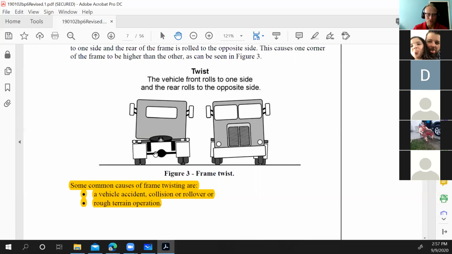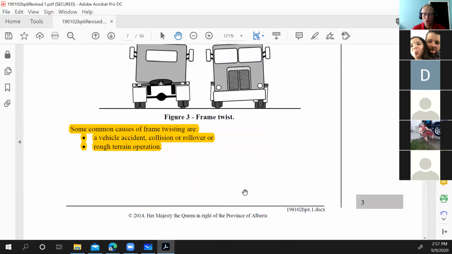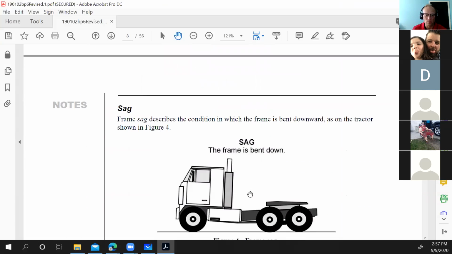It's essentially the drive shaft trying to turn that whole axle assembly around, and it's being stopped by the weight of the vehicle and everything. They're all fighting each other, and it's twisting and twisting. Commonly, another cause is rough terrain operation. So a frame that isn't as strong as it should be, going in places it shouldn't be.